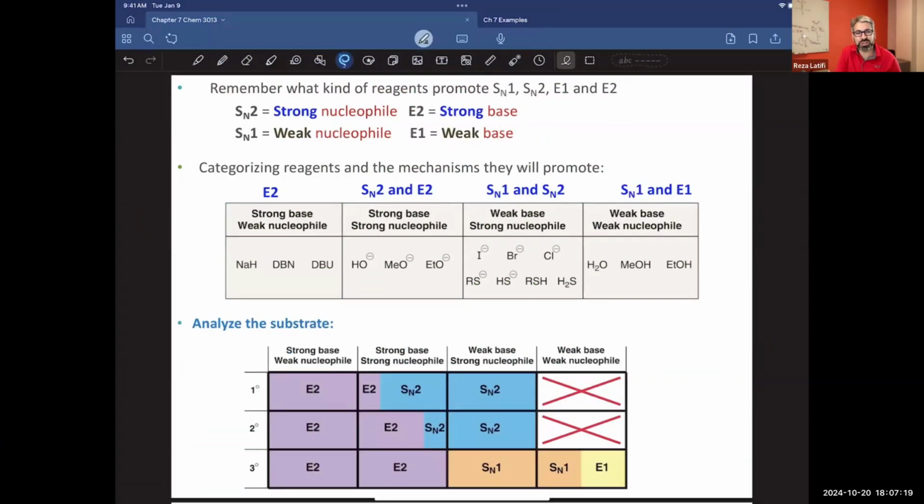Finally, we reached the most common question of this chapter. How do I differentiate the mechanism? How do I know whether it's SN2 or SN1, E2 or E1? Is it SN2 or E2? Is it SN1 or E1?